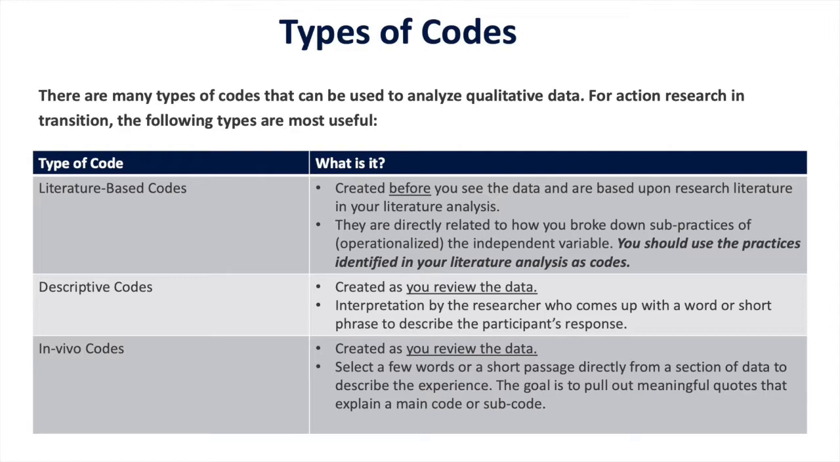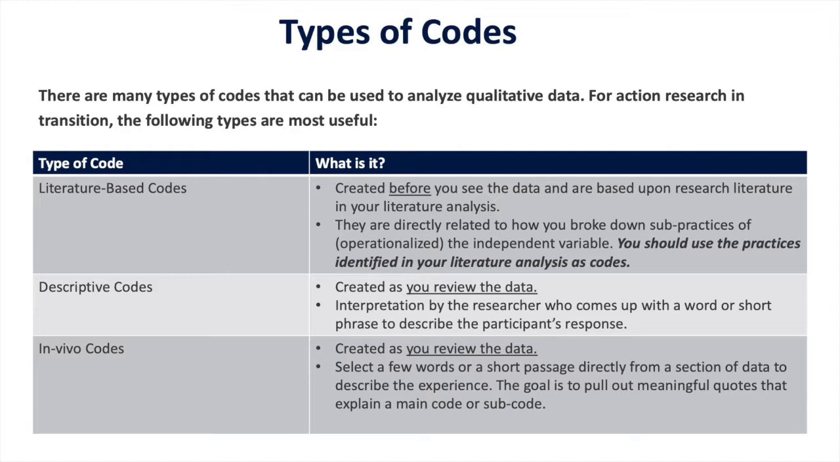So there are a couple different types of codes that are relevant to what we're doing here. In your research this semester, there are many other different types of coding, but we're going to focus just on the 3 that are most relevant to the work that you're doing this semester. So for action research in transition specifically, the following types are most useful for us.